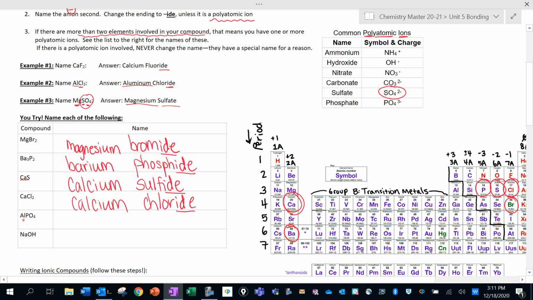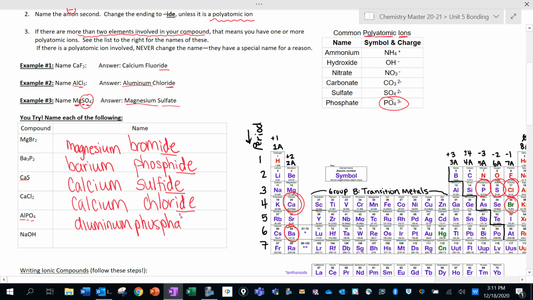And then this next one, we've got aluminum and phosphorus and oxygen. We've got 3 elements in it. So whenever you have more than 2 elements, that means you've got a polyatomic ion somewhere. So I'm going to look over here on my list of polyatomic ions, and I see right here PO4, that's phosphate. So this is aluminum phosphate.